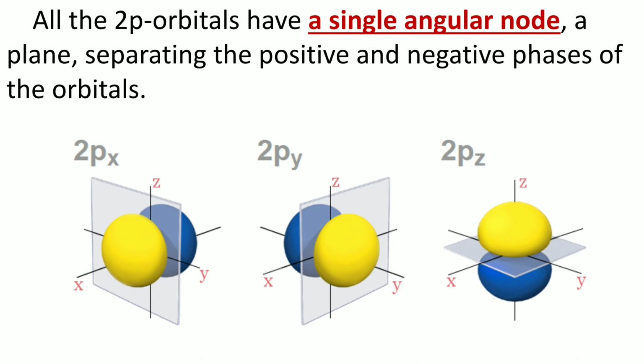Now all the 2p orbitals have a singular angular node, a plane separating the positive and negative phases of the orbitals. So if you consider the yellow color lobe as a negative lobe and the blue color lobe as a positive lobe, these two lobes are separated by a plane that is called the nodal surface or nodal plane. So this is the angular node which we observe in the case of the 2p orbitals.